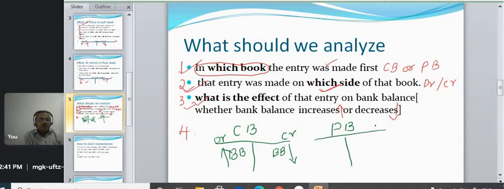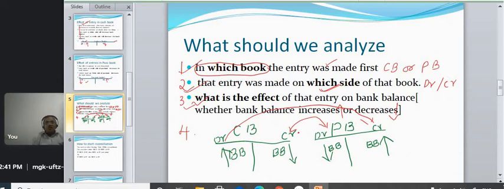But the effect is opposite in case of a passbook, as I explained to you. In case of passbook, there are two sides, debit and credit. Entry made on the debit side, bank balance decreases. If an entry is made on the credit side, bank balance increases. And you can see that the effect is opposite here, and similarly, the effect is opposite here. So this diagram you have to memorize. What is the effect of entries made in cash book and passbook?